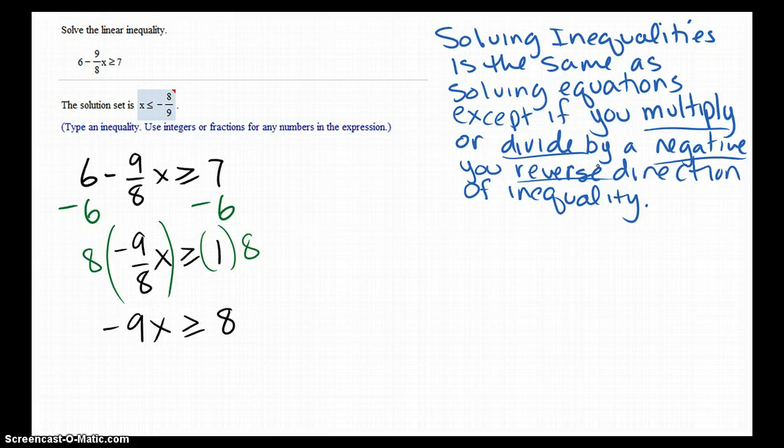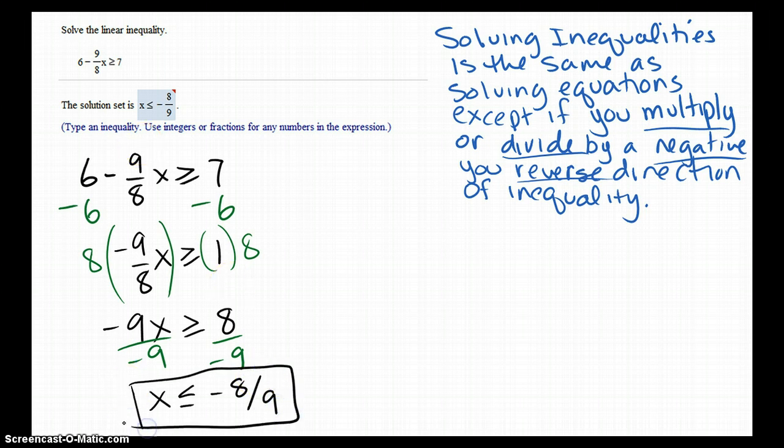So here, I'm going to divide by negative 9. And when we divide by negative 9, again, you reverse the direction of this inequality. And that is why they got the answer above.